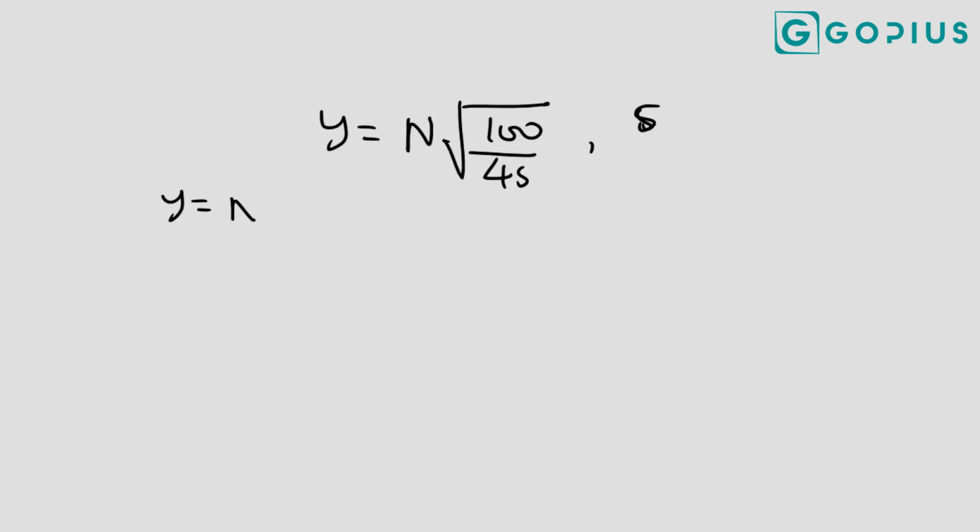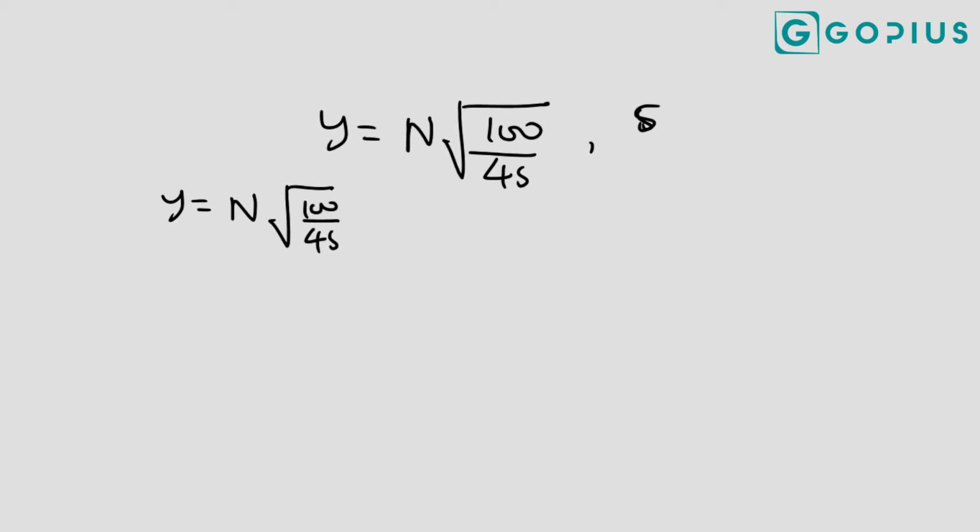Let's say we have y equals n square root of 100 divided by 4s, and we have to make s the subject of formula. We have to make small letter s the subject of formula. Alright, so what we are having here is y = n√(100/4s). Now s is inside the square root sign, so what we do first, of course, is to square both sides.